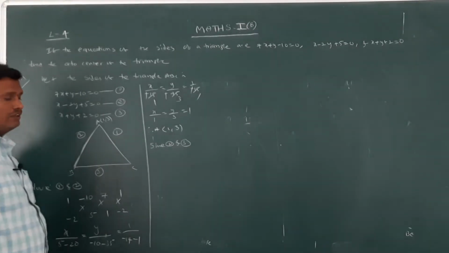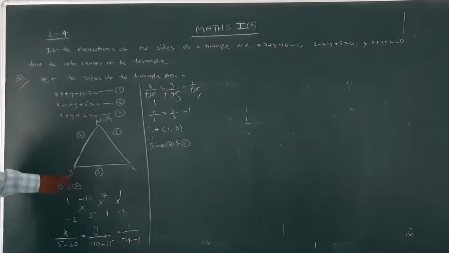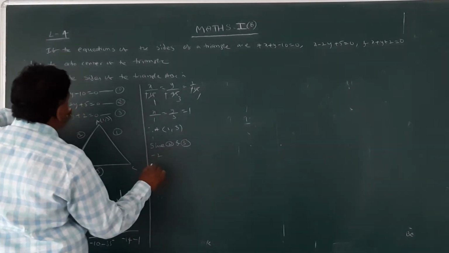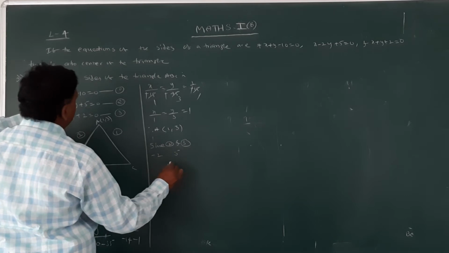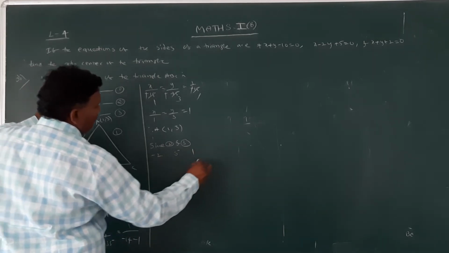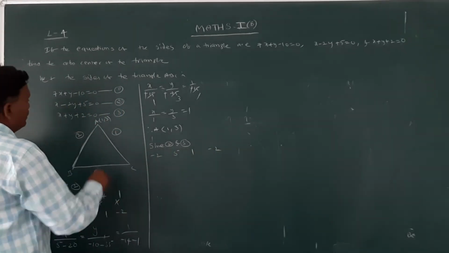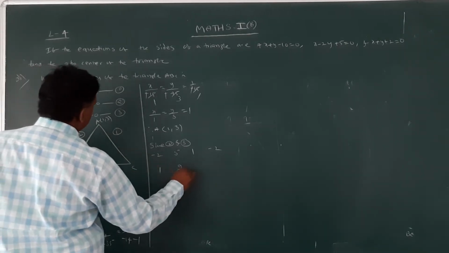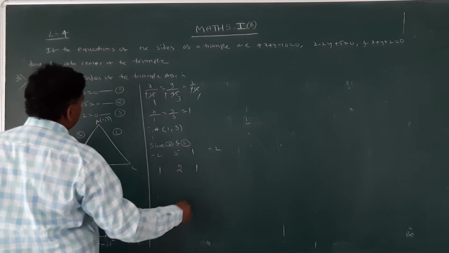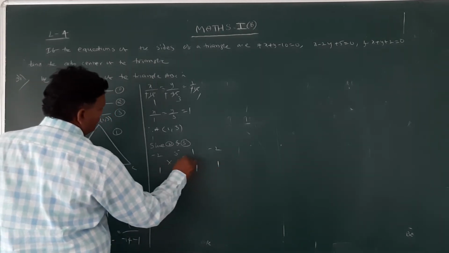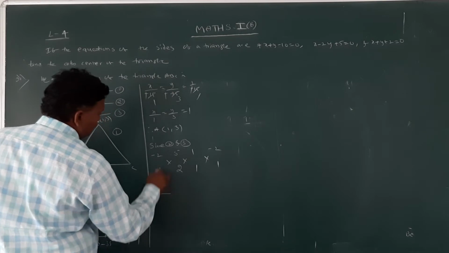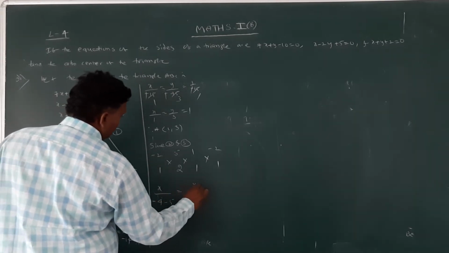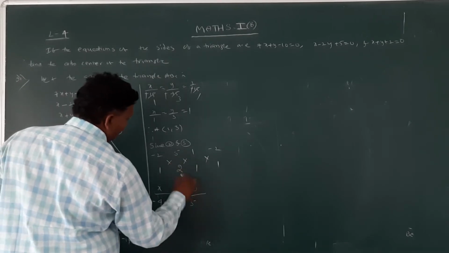Solve 2 and 3 to get the vertex B. The second equation: x coefficient is 1, y coefficient is minus 2, constant is 5. The third equation: x coefficient is 1, y coefficient is 1, constant is 2.